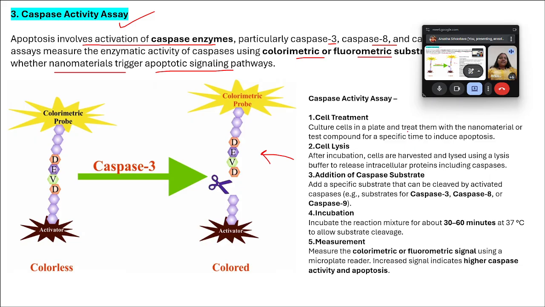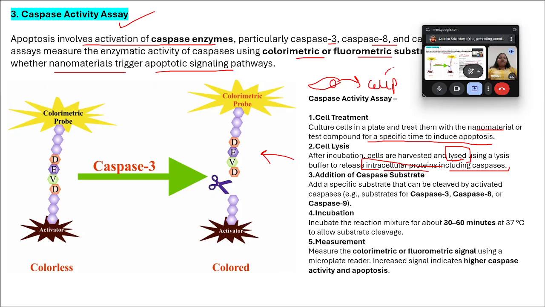Culture cells in a plate and treat them with a nanomaterial or test compound for a specific time to induce apoptosis. After incubation, cells are harvested and lysed using a lysis buffer to release intracellular proteins, because these caspases and everything are produced inside the cells. So you need to lyse the cells in order to get the intracellular proteins, which will also include caspases. Suppose this is the viable cell. You lyse it and get all the cellular proteins.